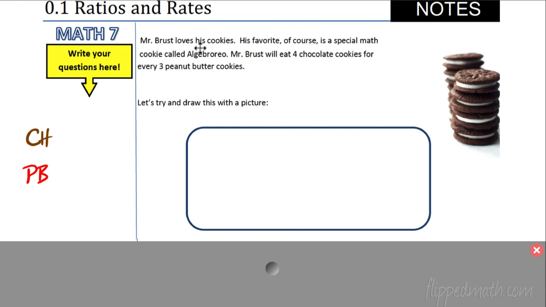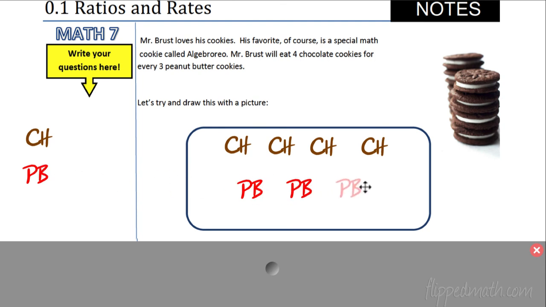Mr. Brust will eat 4 chocolate cookies for every 3 peanut butter cookies. Now, ratios are when we compare 2 different quantities. And in this problem, we're looking at the chocolate cookies and the peanut butter cookies. So I'm going to drag over the numbers so we can see it. We can always draw a picture. I'll consider this drawing a picture. We're going to put in here 4 chocolate cookies. Let these represent a chocolate cookie, right? So 4 chocolate cookies for every 3 peanut butter cookies. So I'll put the peanut butter cookies in here as well.